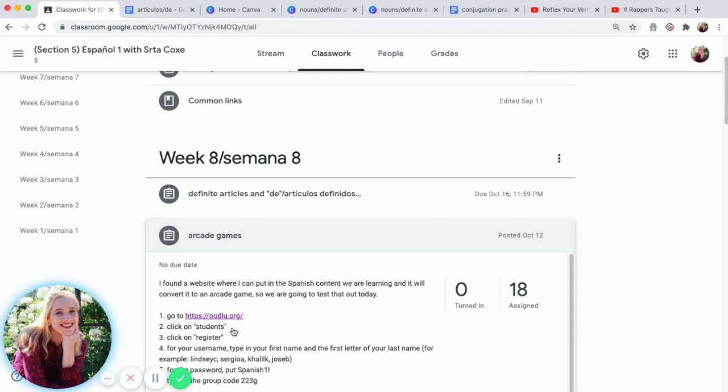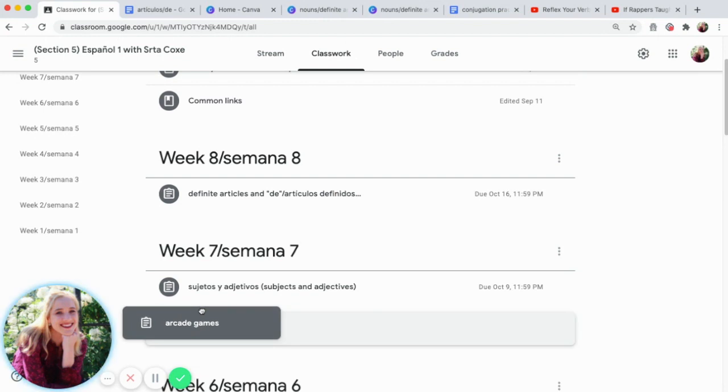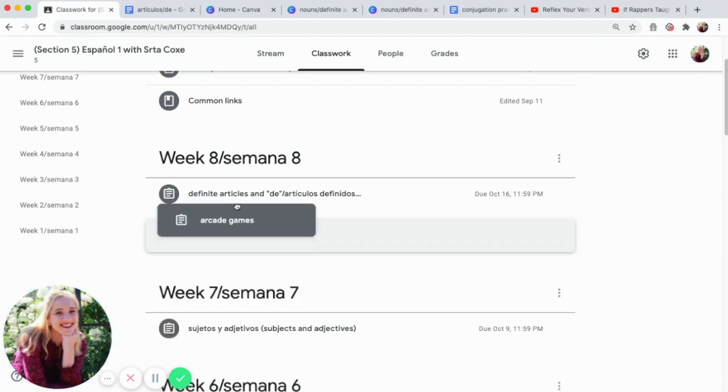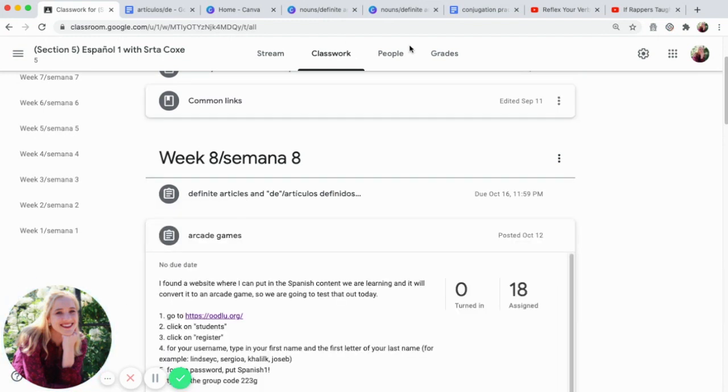So you're not registering. I did everything yesterday. I was able to play the games yesterday. Okay, good. So we're going to log in, and then you can practice those games again, because the more we practice, the more we'll learn. Okay? So you're either doing the assignments, definite articles and de, or you are on Udlu practicing the games. Those are your options.